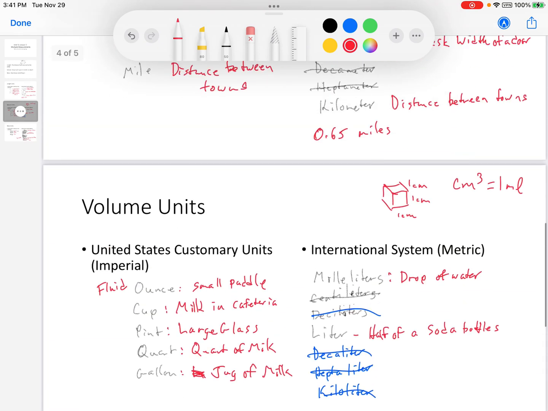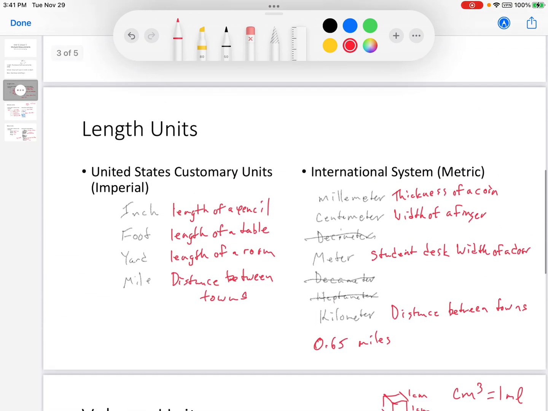All right, so now let's talk about how to convert between them. What are some of the equalities? Well, 1 foot is 12 inches. 1 yard is 3 feet. 1 mile is, I forget now. I know that it's 5,280 feet. And then I'll use my calculator. 5,280 divided by 3 is 1,760 yards.